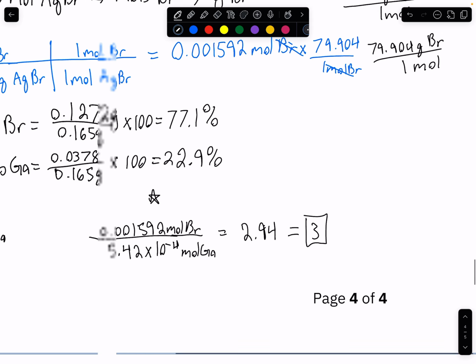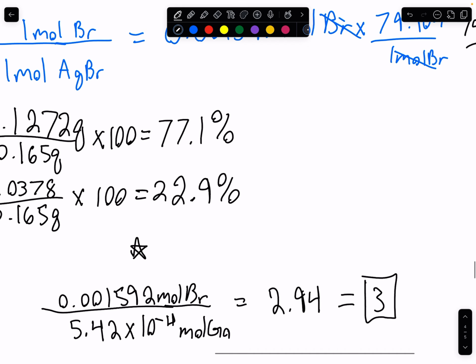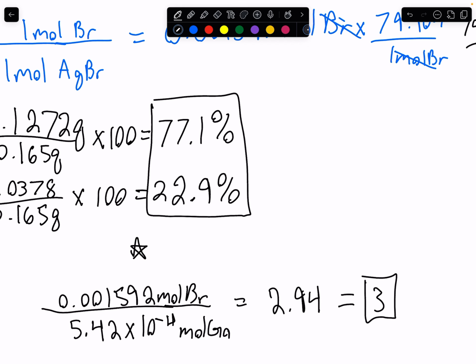So these are our percents by mass, and our formula is GaBr3.